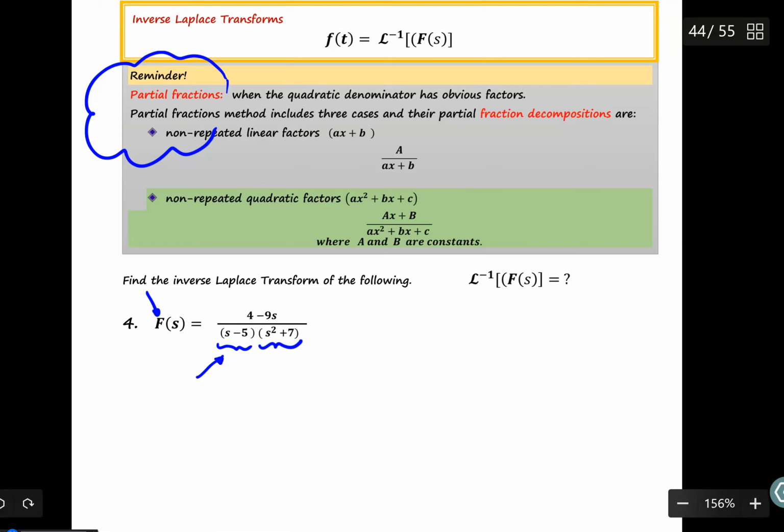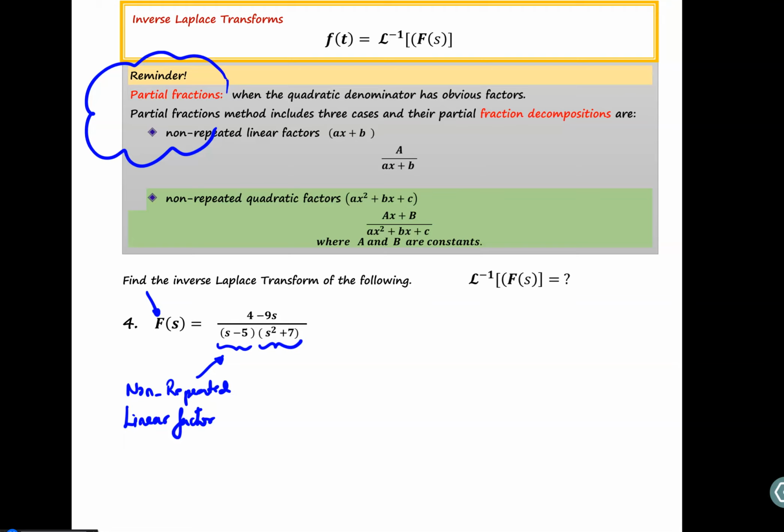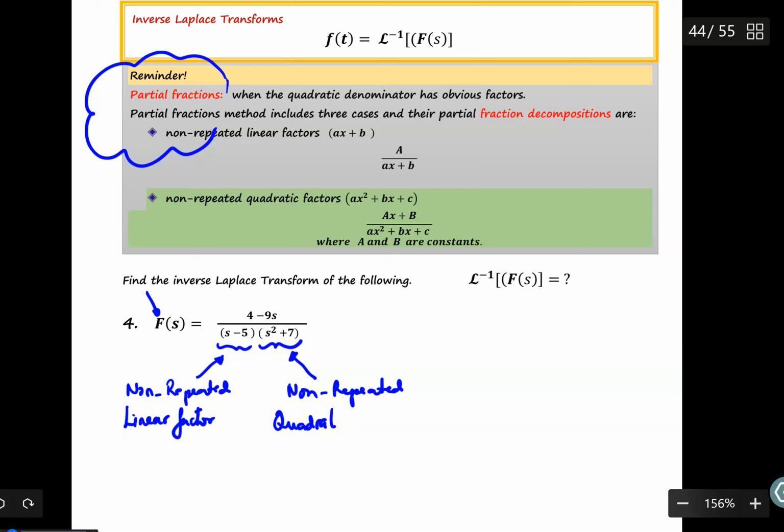Note that s minus 5 is the non-repeated linear factor. As a reminder, a linear factor is when you have s raised to exponent 1. The second factor is the non-repeated quadratic factor. Note that a quadratic factor is when you have s raised to the exponent 2. Then we have two factors in this case as the denominators.